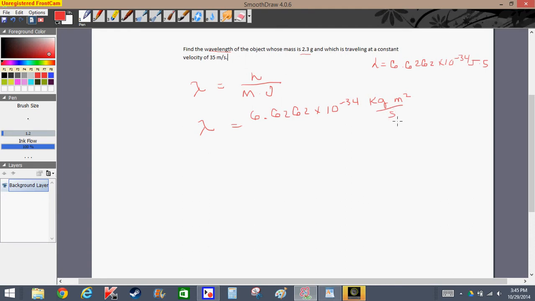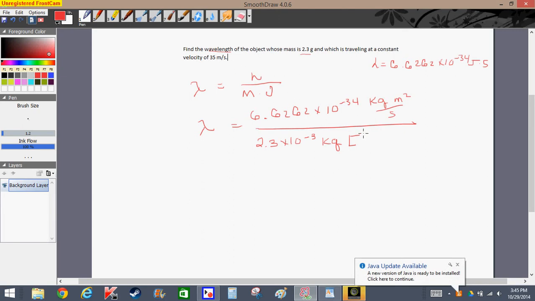Alright, so now on the bottom, on the denominator, we have mass times velocity. We've already got mass in terms of kilograms, as we just said. 2.3 grams is the same thing as 2.3 times 10 to the negative 3 kilograms, times the velocity, which we already have. We know that this is going to be 35 meters per second. Just using dimensional analysis, we can see what's going to cancel out.